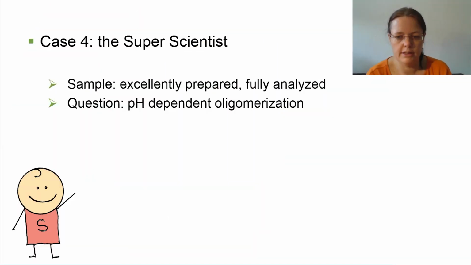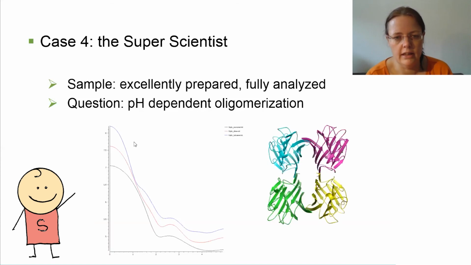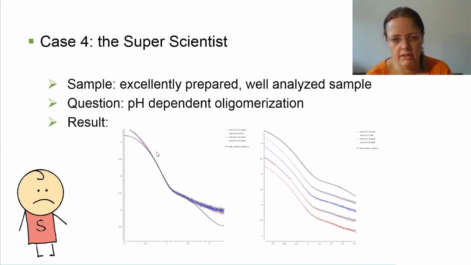Okay, so that brings us to the last two cases. The next one is our super scientist. He's fully prepared. He's done all the pre-analysis, and he's done all the theoretical calculations. And what he wants to check is the pH dependency of oligomerization state. So at the neutral pH, he has the tetramer, and then he wants to see if he changes the pH, if it can dissociate. He has the PDBs prepared of the tetramer, dimers, and monomers, and then brings it to the beamline to measure. And unfortunately, everything looks pretty bad and nothing looks like what he was expecting.